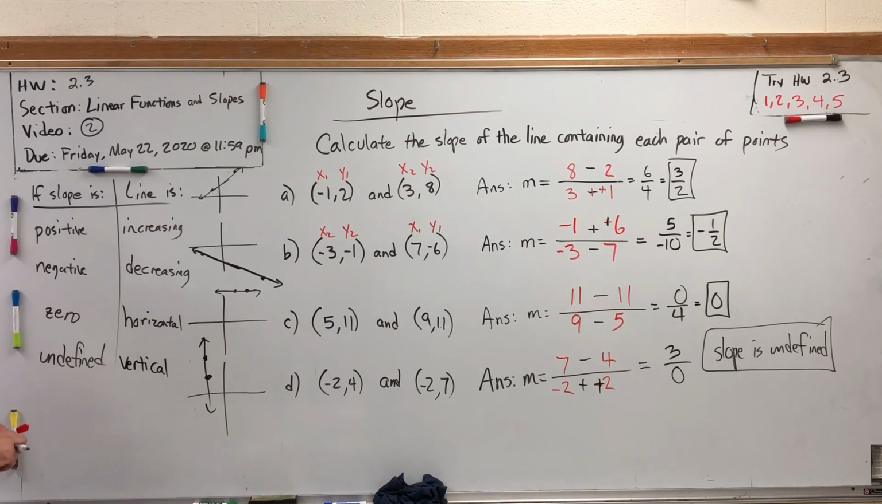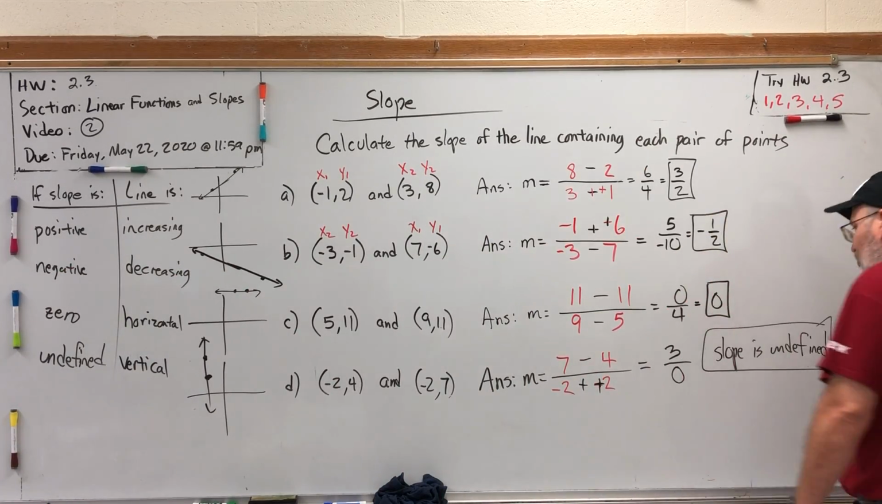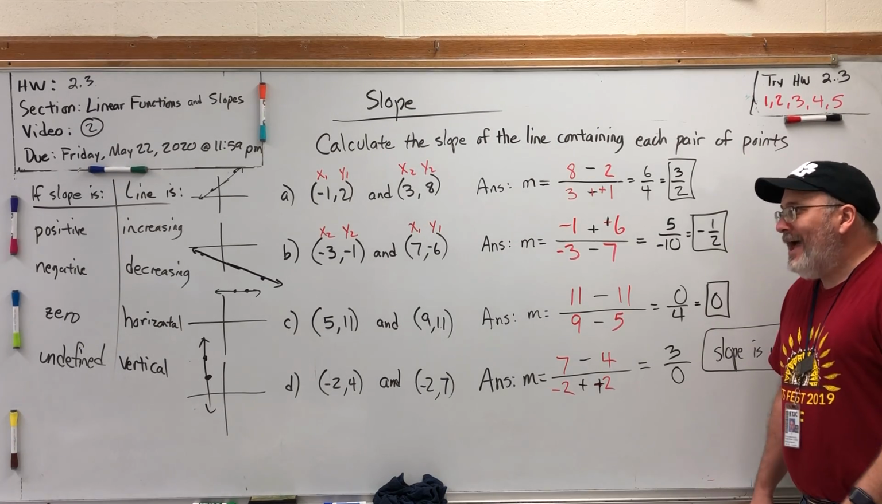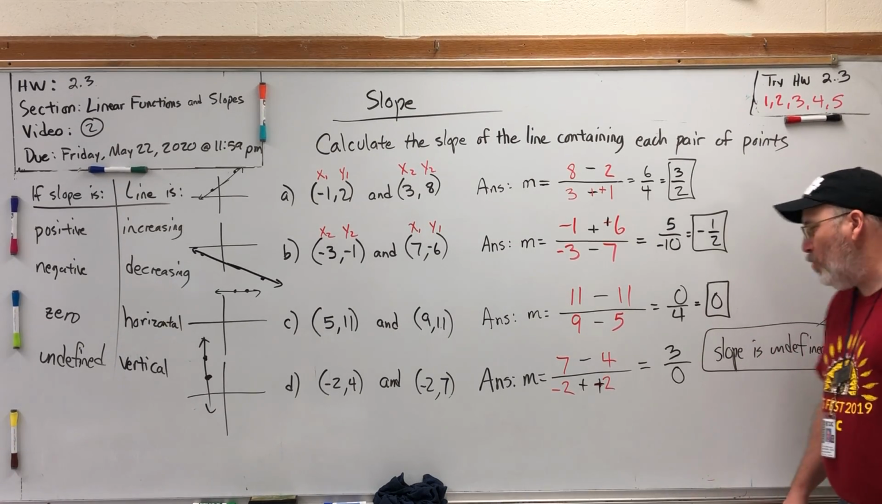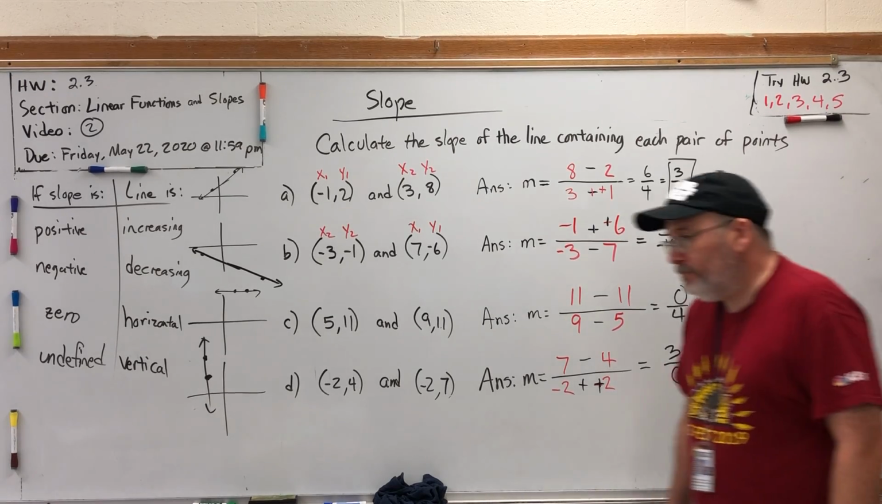So to summarize, if a slope is positive, then the line is increasing. If a slope is negative, then the line is decreasing. If a slope is 0, then the line is horizontal. But if the slope is undefined, then the line is vertical. And I want to point out that having a slope of 0 and having an undefined slope are two different things. A horizontal line has a slope, its slope is 0. A vertical line doesn't even have a slope because it's undefined.